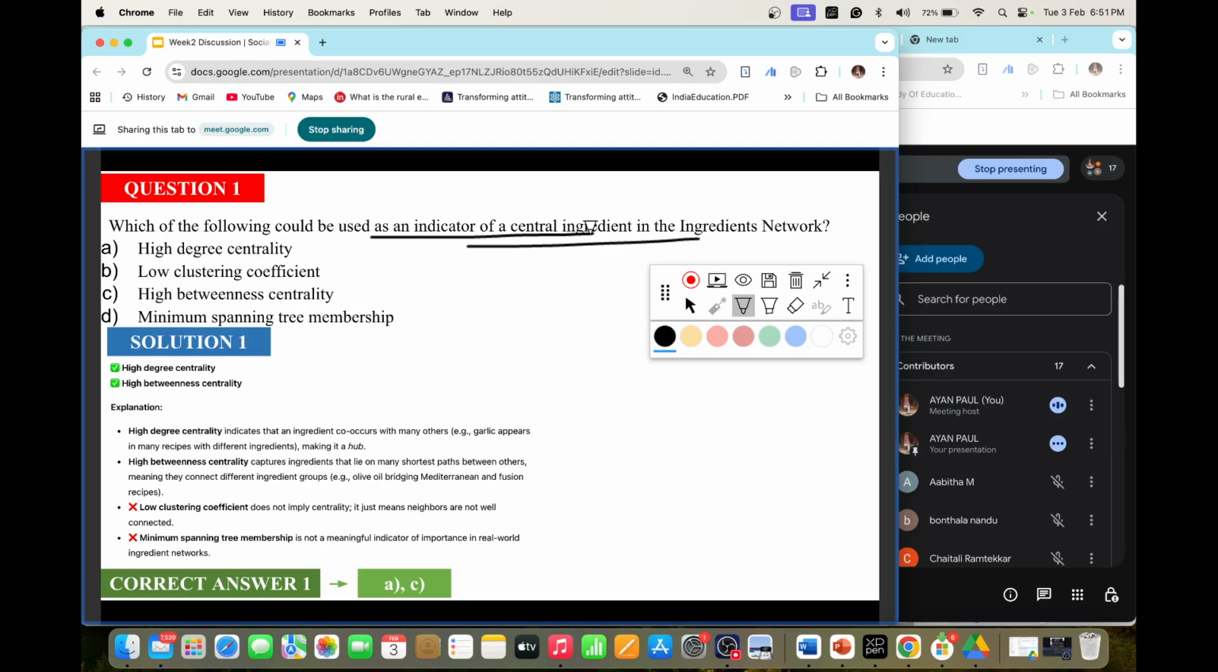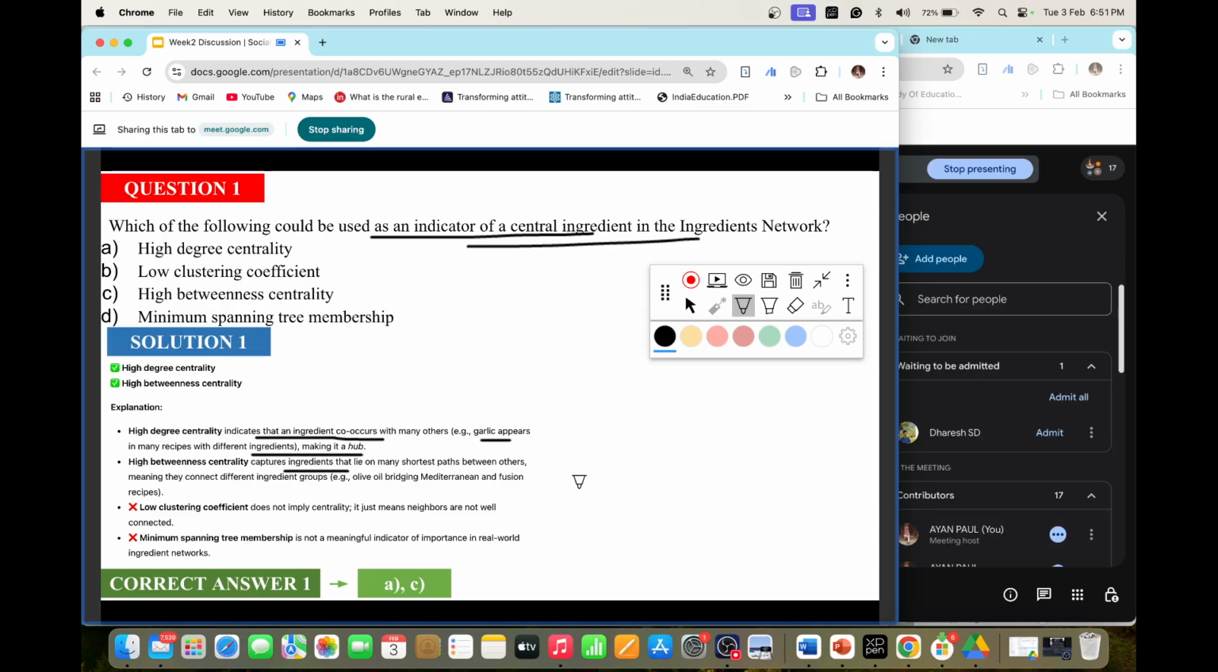So high degree centrality and high betweenness centrality. High degree centrality indicates the ingredient co-occurs with many others. Example, garlic appears in many recipes with different ingredients, making it a hub. And high betweenness centrality captures the ingredients that lie on many shortest paths between others, meaning they connect different ingredient groups. Example, olive oil, bridging Mediterranean and fusion recipes.